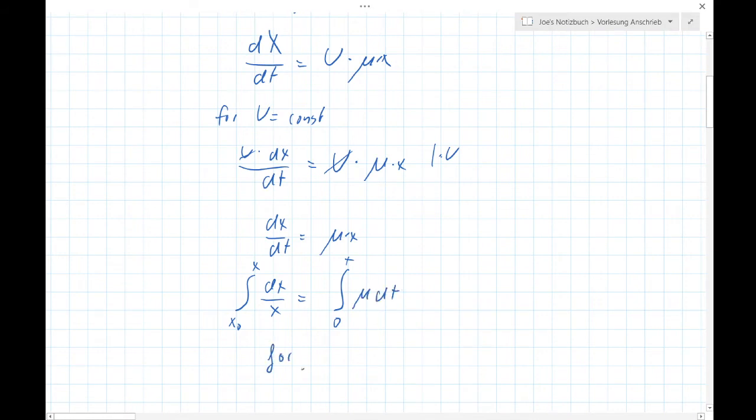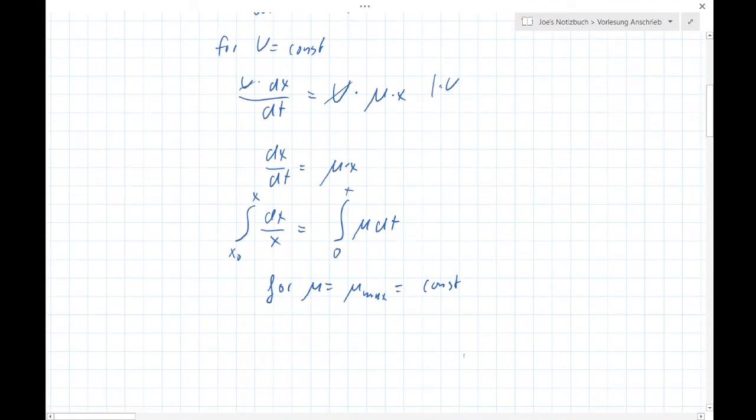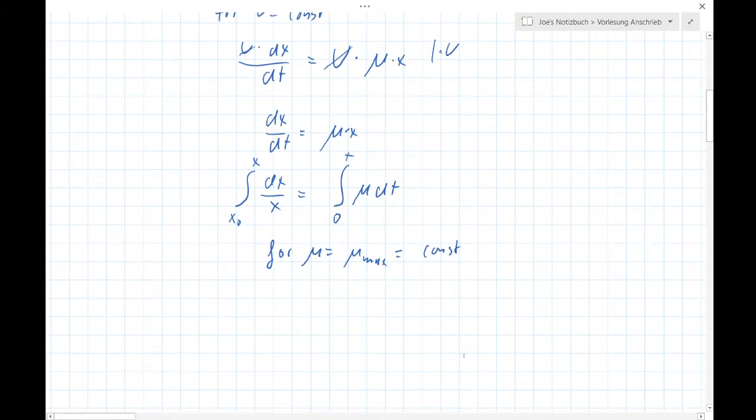And now for mu equals mu max equals constant, which is the case in a batch culture. You remember that according to Monod, the specific growth rate is constant, as we usually have a substrate concentration which is way higher than Ks. So this is almost always true in a batch culture, and the very end doesn't matter too much because that's then so fast reached that nothing will change.